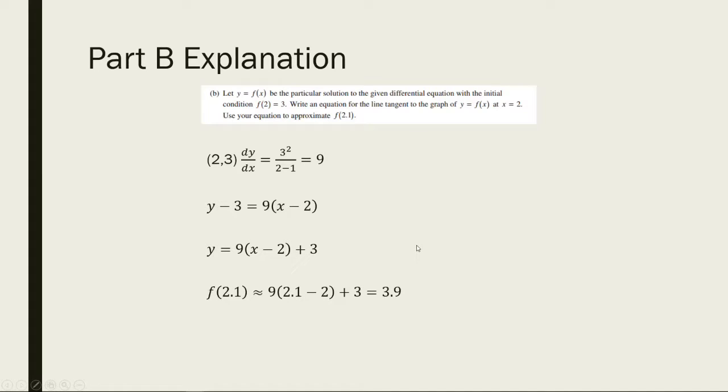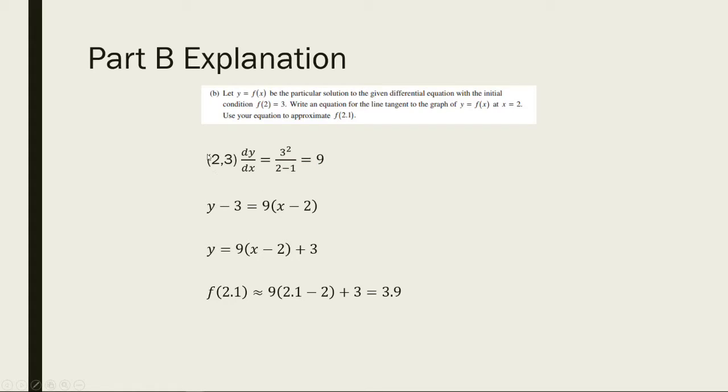Now for part B, we're asked to find the equation of a tangent line at x equals 2, and then use that equation to approximate at x equals 2.1. Here we're given the condition that f of 2 equals 3, so we know that there's a point at (2, 3). We can find the slope at that point using the dy/dx differential equation again, and we get 9. So the slope at that point is 9.